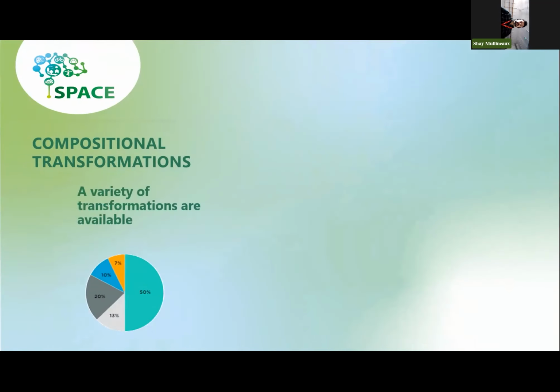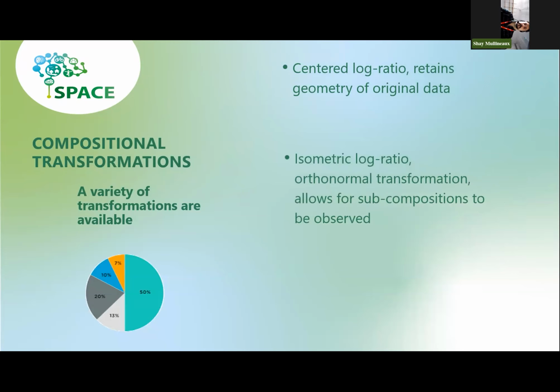Okay, so compositional transformation. This is one of the main ways that we target this type of research. There's a classic example of a composition, which is a pie chart, and there are a variety of transformations available. There is the centered log ratio, which retains the geometry of the original data. We have the isometric log ratio transformation, which is an orthonormal transformation and allows us to observe subcompositions, so relationships between different slices of pie.